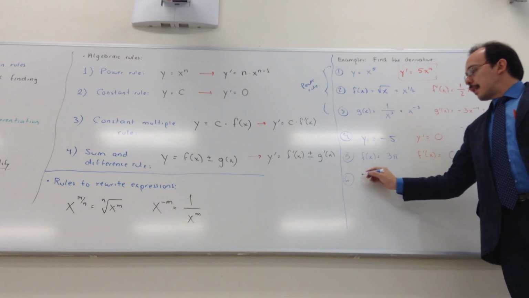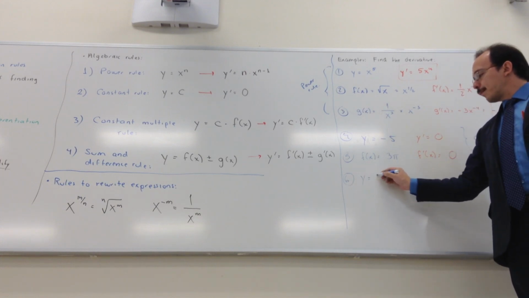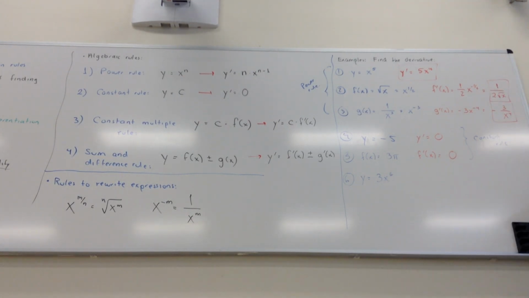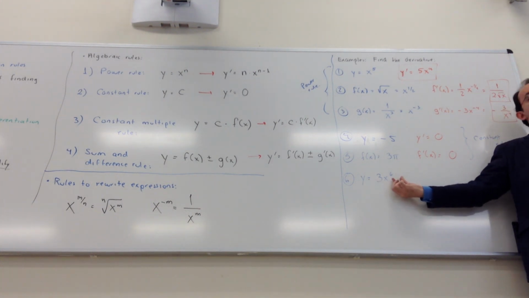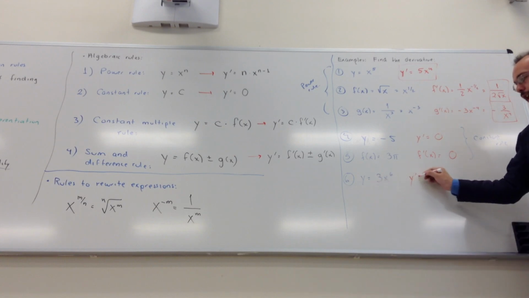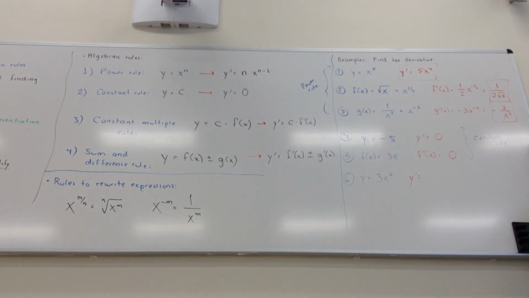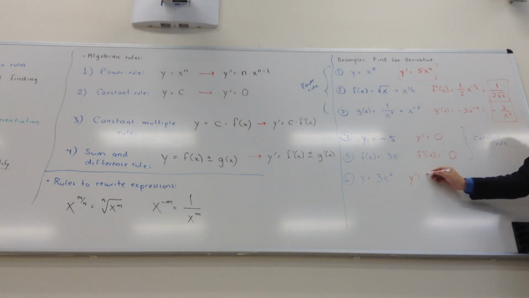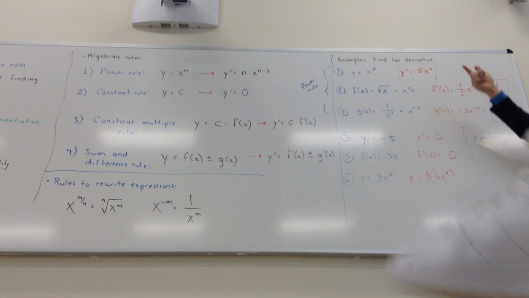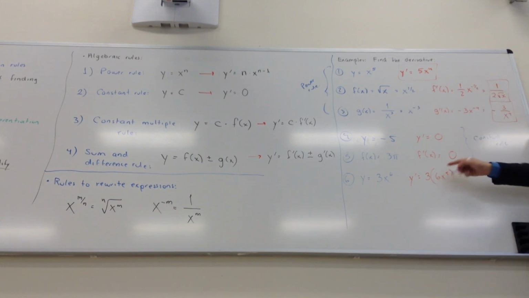What happens if I have, for example, y equal to 3x to the 6th power? Now it's a constant multiple rule. We have a constant multiplying a function, which is x to the 6th power. So now it's going to be y prime equal to, if I apply the third rule, 3 times 6x to the fifth power. I apply also the power rule for this, so the 6. And then I can simplify. 3 times 6 is 18x to the fifth power.